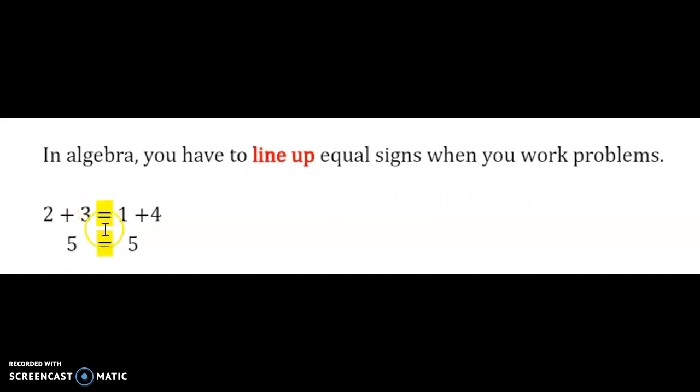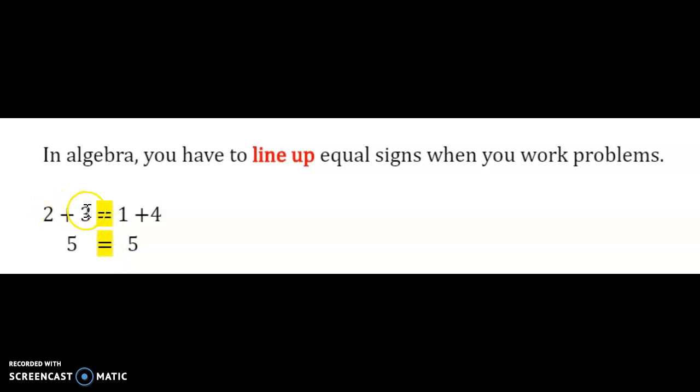Because we know that the equal sign means that what's on one side is the same as what's on the other, when we're doing algebra, you've got to line up your equal signs when you work the problem. This is extremely important. We didn't do much of that last week when we were working through some problems, but now I want you to focus on making sure that you line things up on the equal sign.